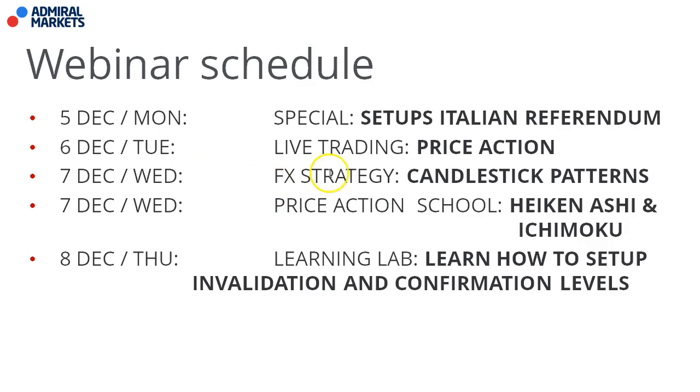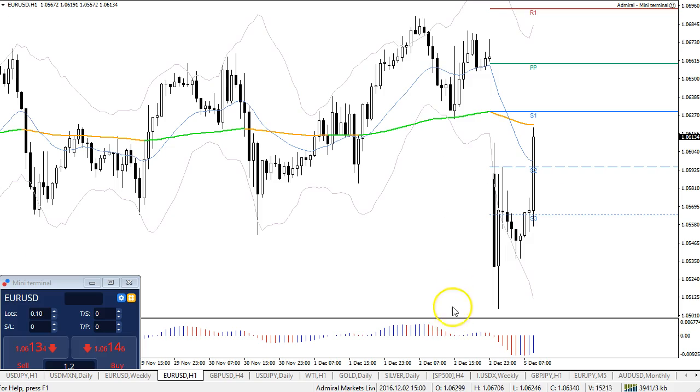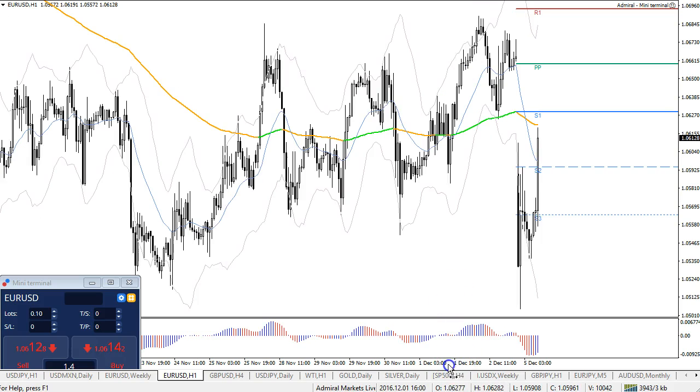You can find out more. We're going to take a look at price action on Tuesday, live trading webinar, and strategy, looking at candlestick patterns on Wednesday. So we'll be diving into the question of how far this bullish retracement could last, and when the bearish trend could continue, in more detail on Tuesday and Wednesday. Otherwise, we have the Italian referendum special today, Monday, but we also have a special on Thursday looking at invalidation and confirmation levels, and Nenet takes a look at Heikin-Ashi and Ichimoku Part 2 on Wednesday evening. So those are some of the upcoming webinars regarding the Italian referendum as well, today being the first one.